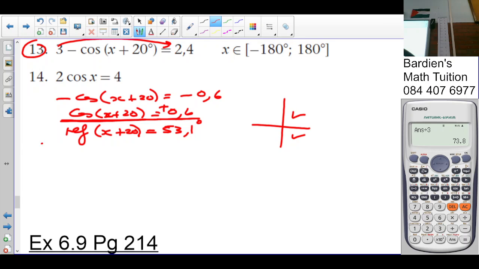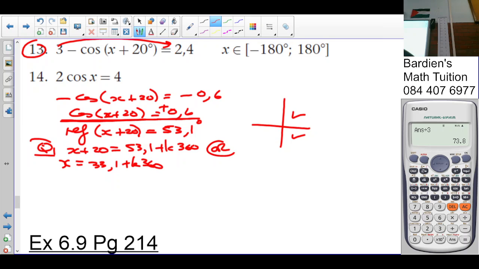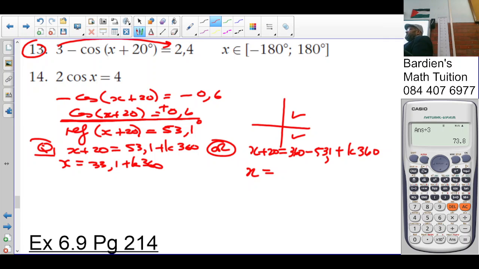1 and 4. So for quadrant 1, it's going to be x plus 20 equals 53,1 plus k times 360. So x is equal to 33,1 plus k times 360. Or, on the other hand, this will be x plus 20 equals 360 minus 53,1 plus k times 360. So x is equal to, what does that work out to be? Positive, yes. 286,9 plus k times 360.